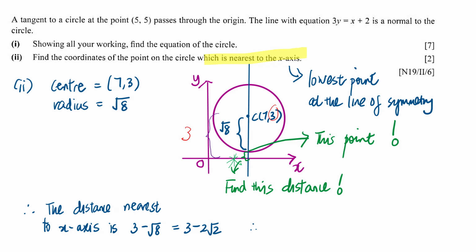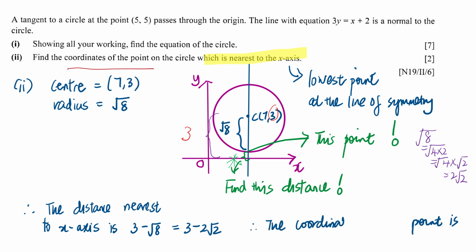And we need to simplify square root 8 using surds, because square root 8 will be square root 4 times 2, and that can be further simplified into square root 4 times square root 2. Square root 4 is 2, so that gives us 2 square root 2. The question requires us to find the coordinates of the point, so we have to answer the question asked. So this is how we solve part 2.